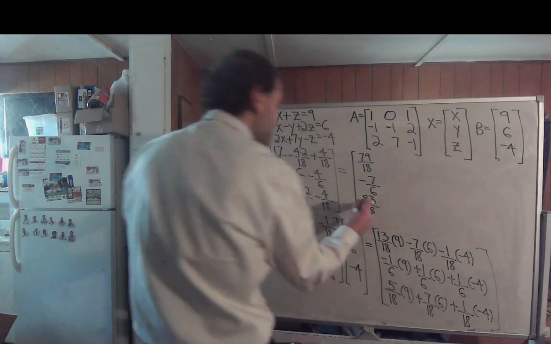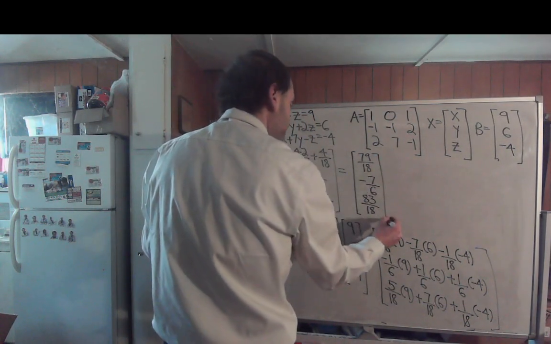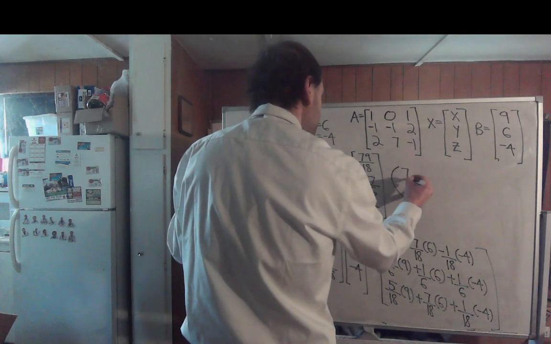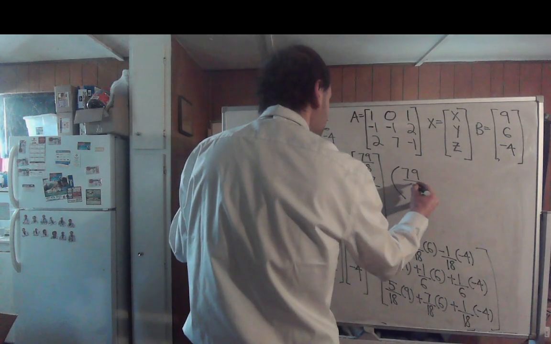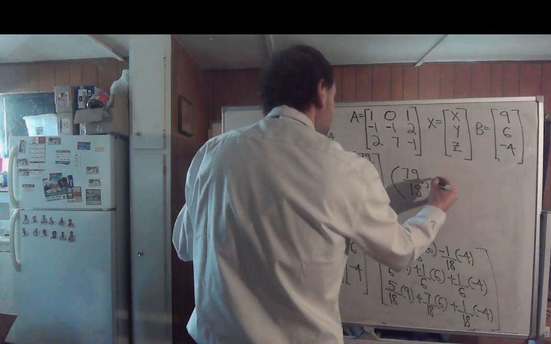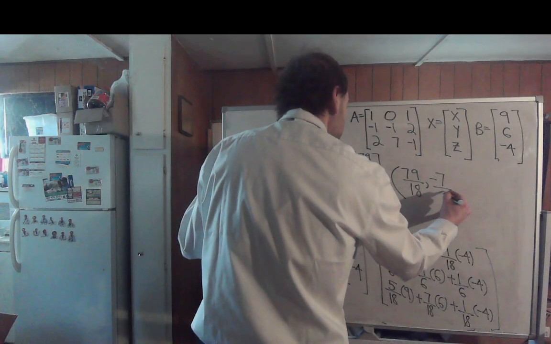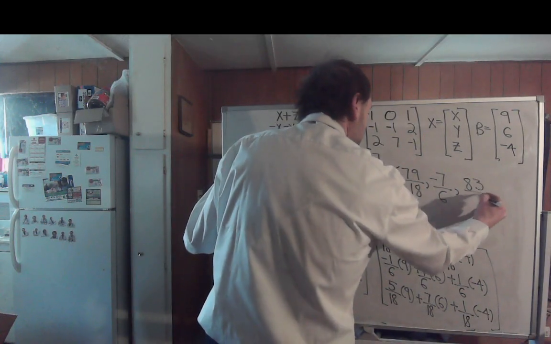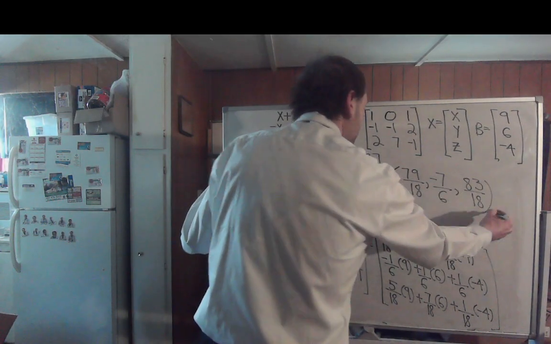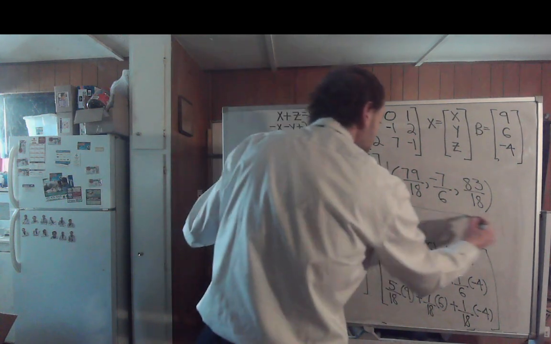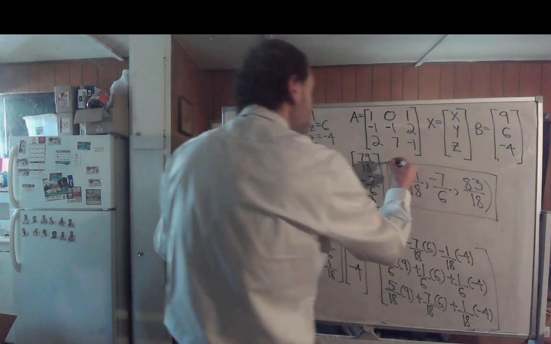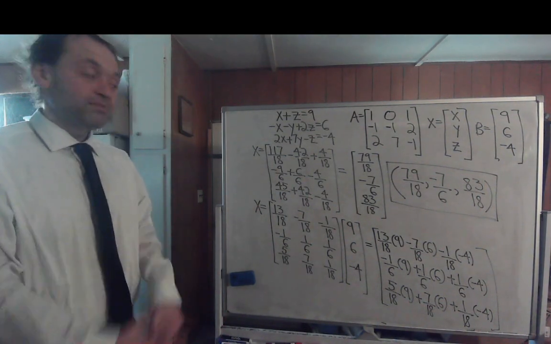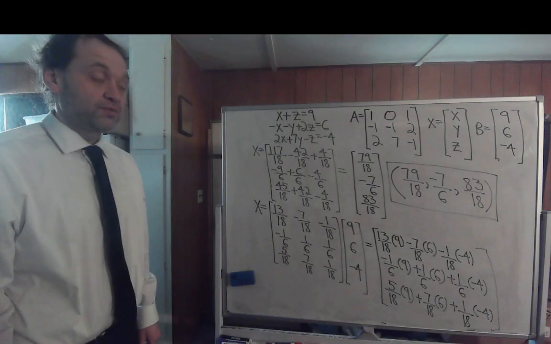So now you have your z solution also, which means the ordered triple that is your solution is going to be 79/18, -7/6, and 83/18. That is the ordered triple that ends up being the solution to this system of equations. So there you go. That's how you use inverse matrices to solve a 3 by 3 system.